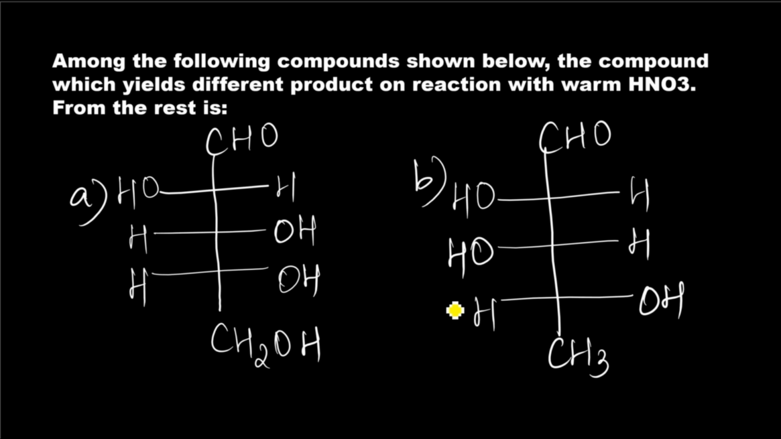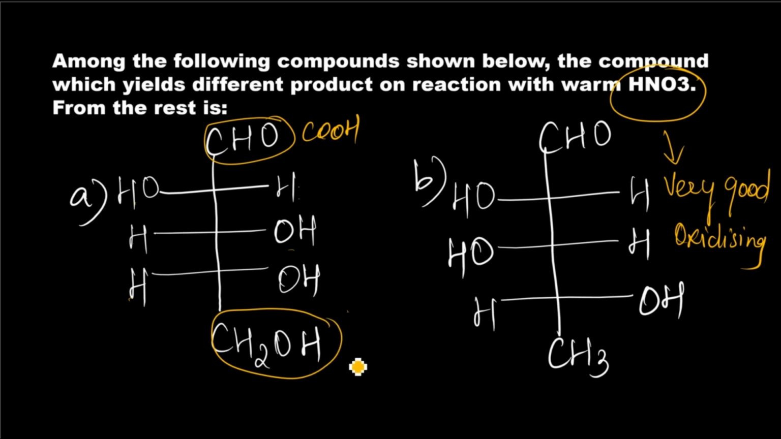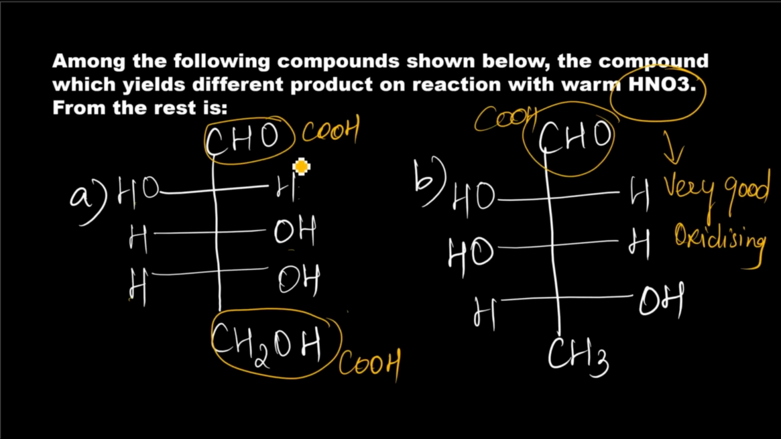Next question: among the following compounds shown below, which compound yields a different product on the reaction with warm HNO3? Warm HNO3, what does it do? It is a very good oxidizing agent, right? So it will do the oxidation. CH2OH becomes COOH. In option B, I have CH3, that will not get disturbed. And option D, COOH, here also COOH. D is not our concern.